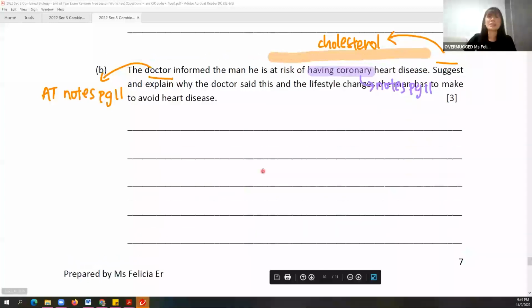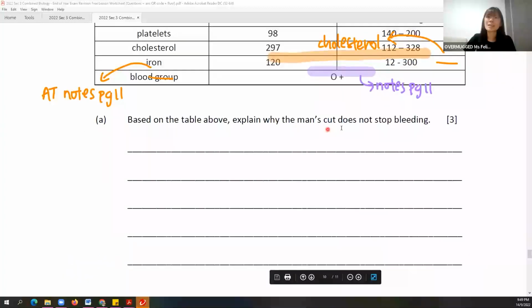So the platelets are actually mainly causing his wound to not be able to stop bleeding. Because if you flip through the notes, the function of platelets is to clot blood. So that means the platelet being low stops him from clotting the blood. Can you understand? Yeah, good to always clarify.